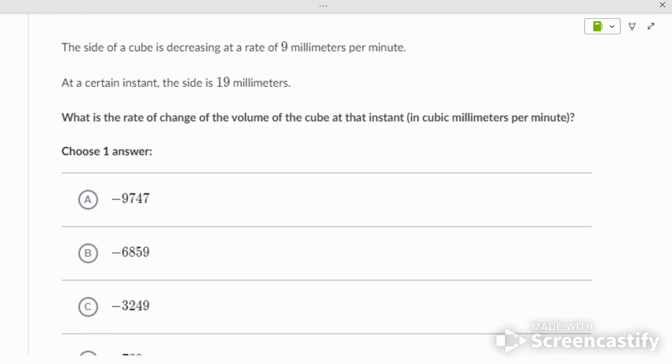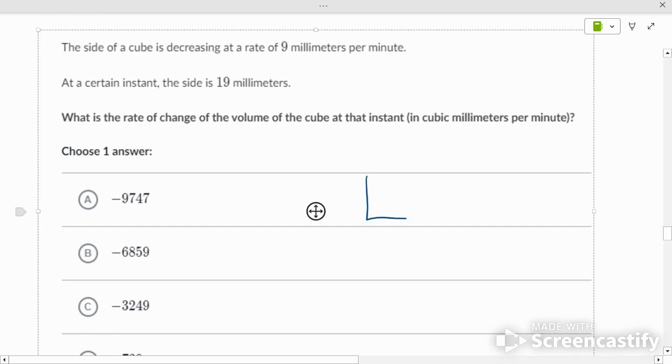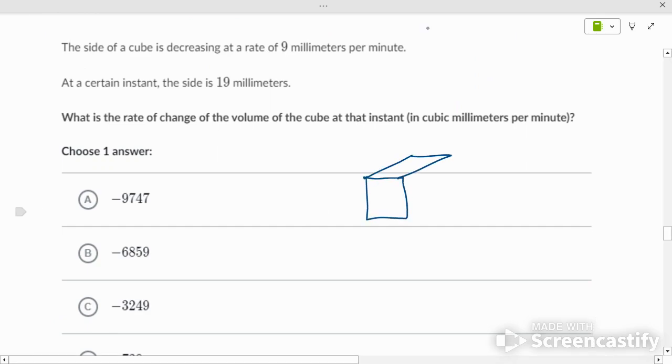If the side of a cube is decreasing at a rate of 9 millimeters per minute, at a certain instant, the side is 19 millimeters. What's the rate of change of the volume at that instant in cubic millimeters per minute? Holy smokes. First of all, I've got to find the volume of a cube. The volume of a cube depends on what? The sides. So if I have a side and a side and a side, the volume of a cube is side cubed.